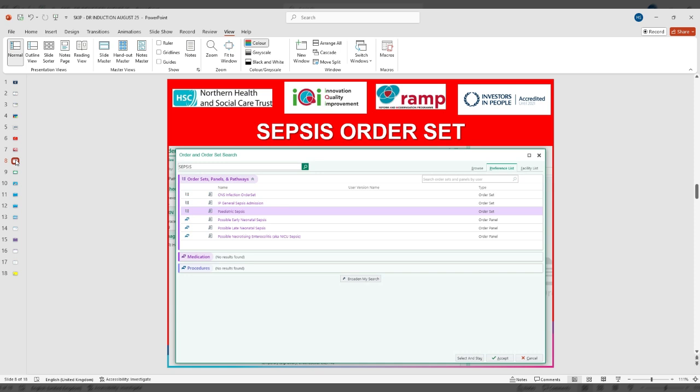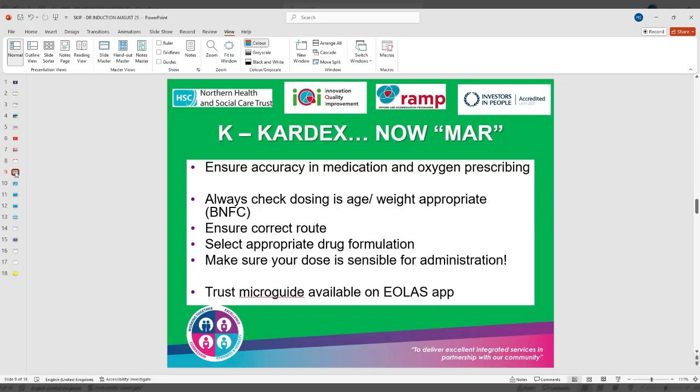The sepsis order set is now available on Encompass, whereby if you type in sepsis and select pediatric sepsis, it's a one-stop shop to devising your ongoing management plan. What used to be known as the Kardex is now known as the MAR.